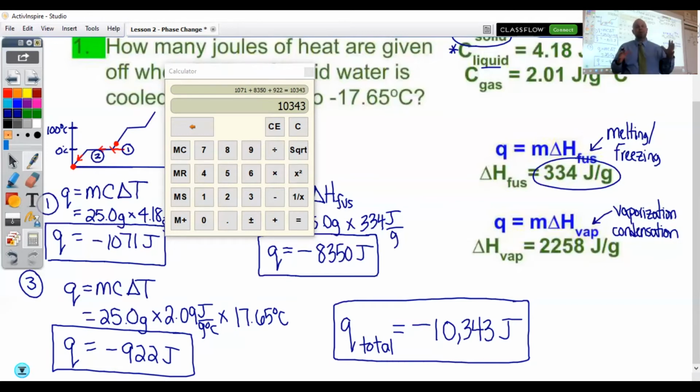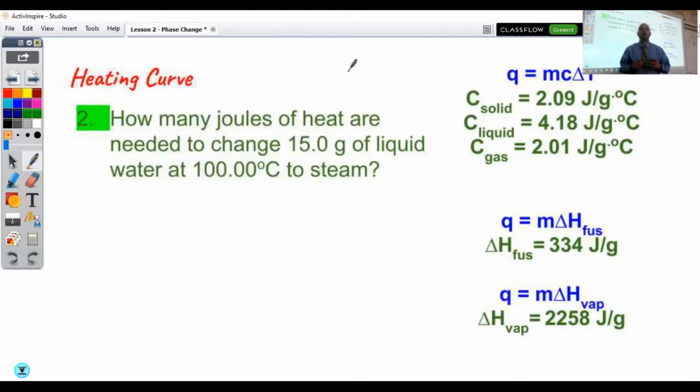Pretty straightforward, but let's keep going. Let's take a look at a second problem. Again, these problems are part of your homework assignment. So if you open up your homework assignment, you can go through and complete these problems as we finish them together here, and then just finish up whatever we don't go over for homework. Okay, in problem number 2, it says how many joules of heat are needed to change 15 grams of liquid water at 100 degrees Celsius to steam.